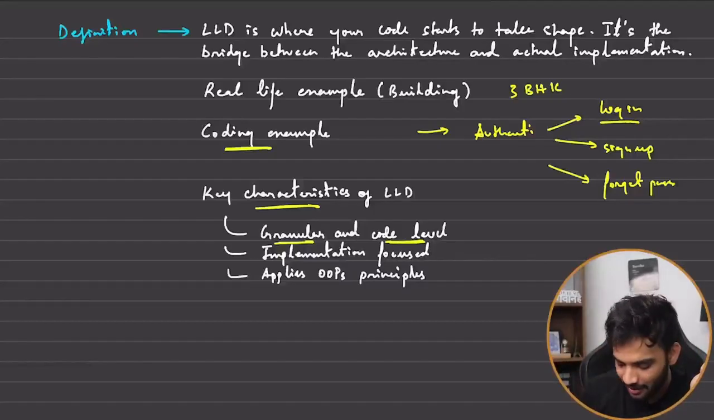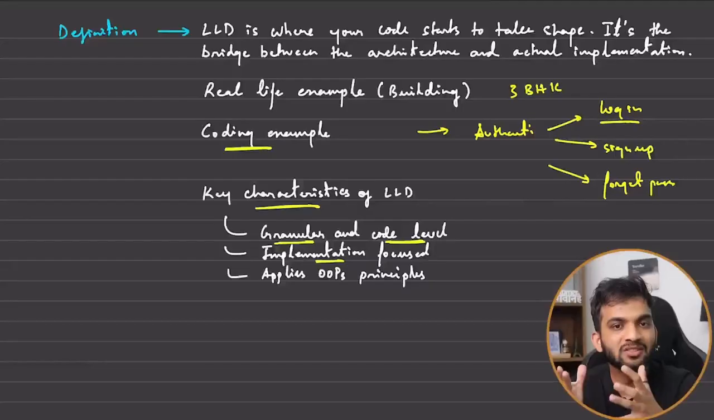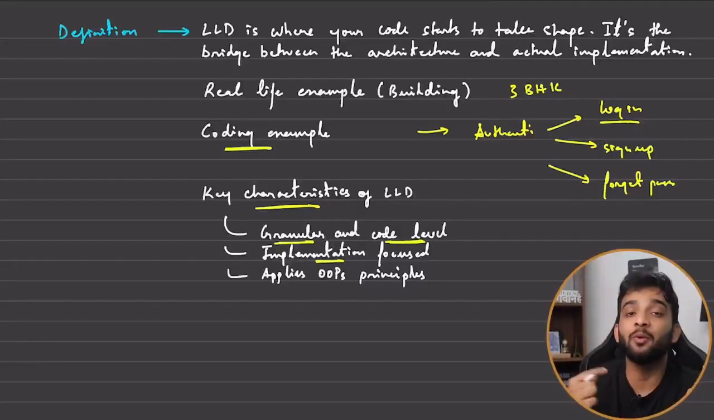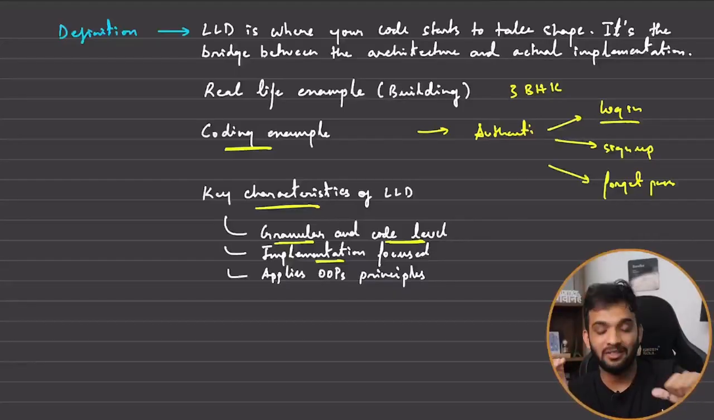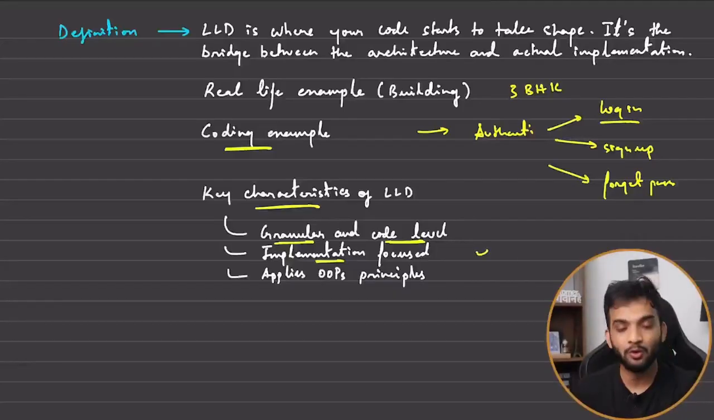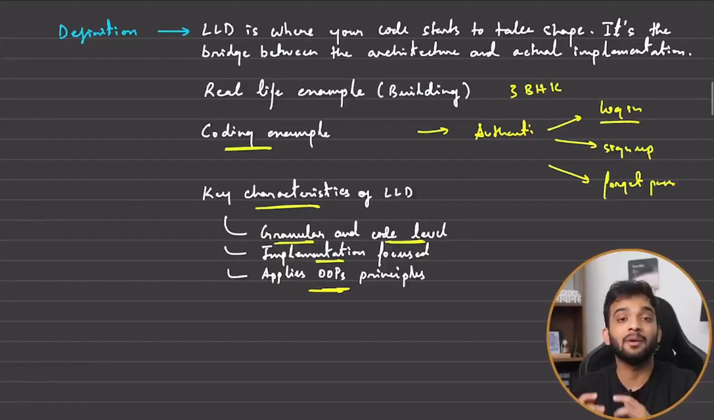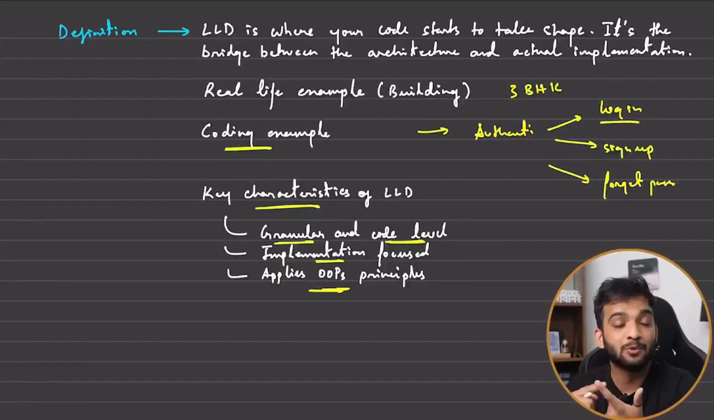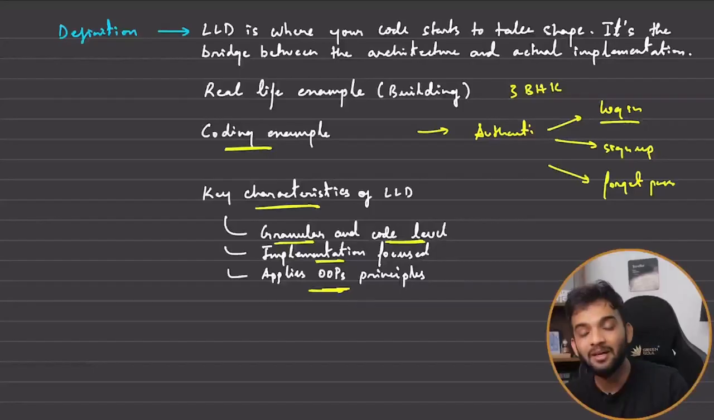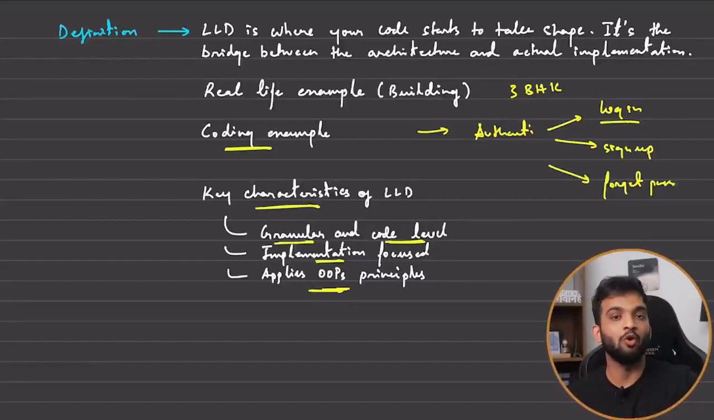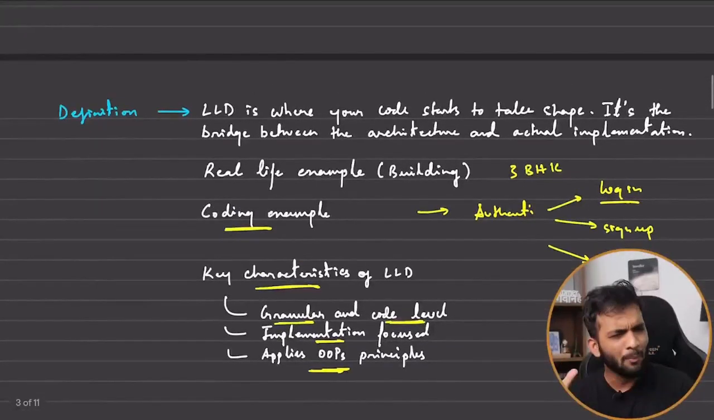What is the next? Implementation focused. What is the class doing? What kind of functions does it have? What is each and every function doing? So you're defining literally the details. That is when we're saying that we are into low-level design. Low-level design applies object-oriented programming principles, encapsulation, abstraction, inheritance, and all the other object-oriented programming principles we have learned. If we are applying them, then we are getting into low-level design. So again, this is a formal definition.